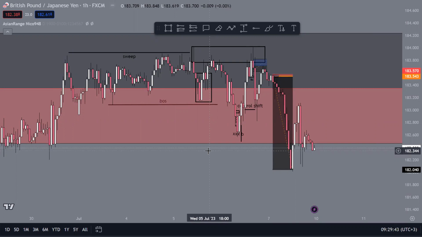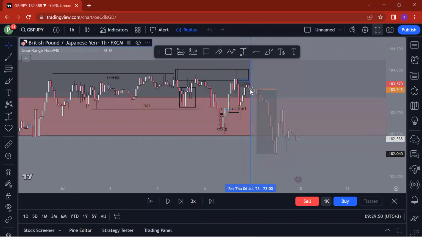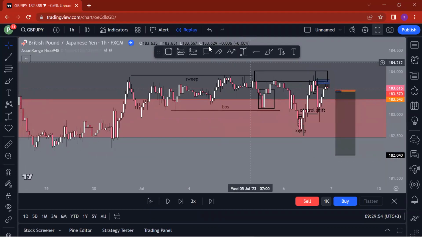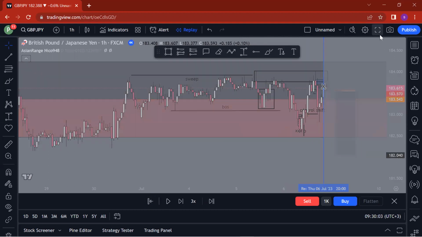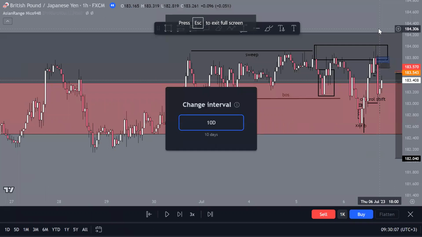I'm going to start with the 10D time frame. First of all, let's just take on the replay mode. Let's just do this. Okay. So as I stated, the analysis on this trade started from the 10-day time frame.